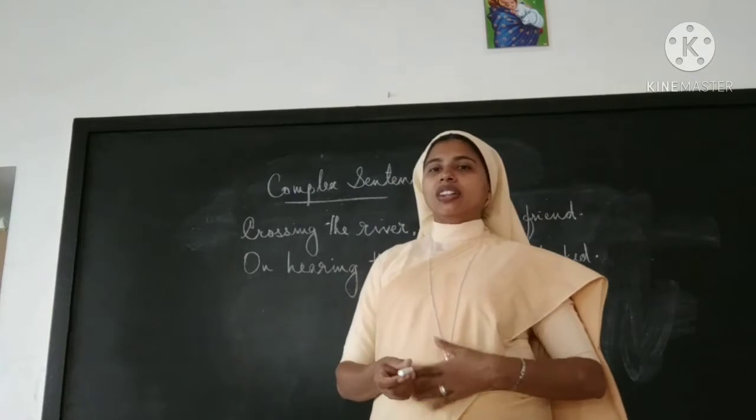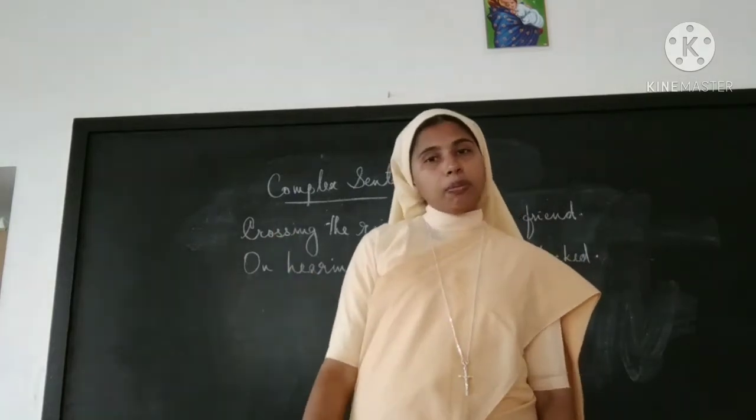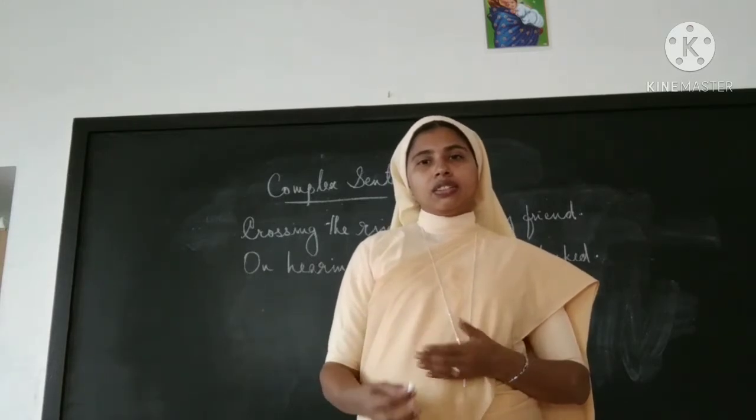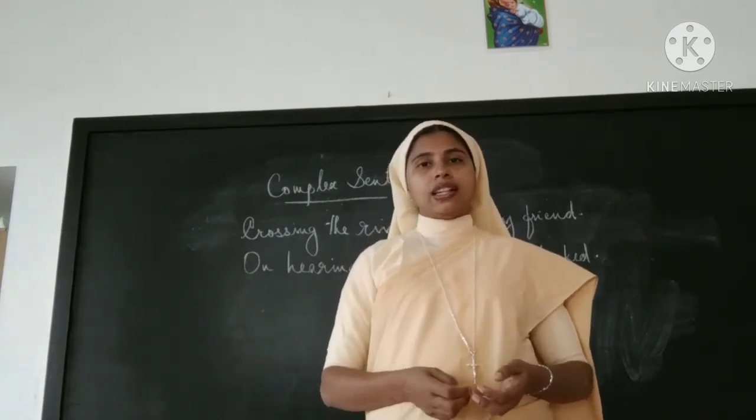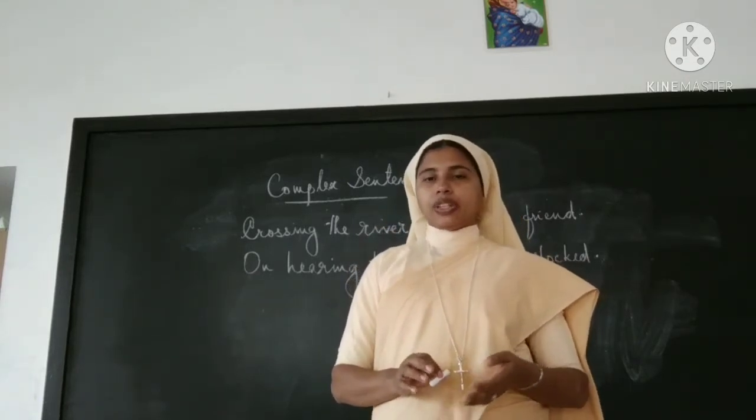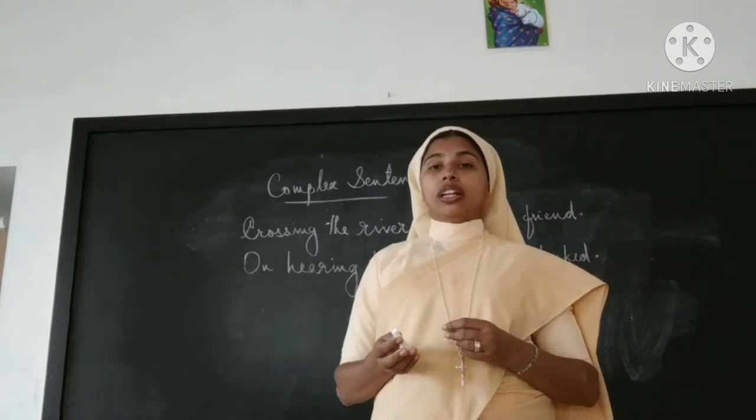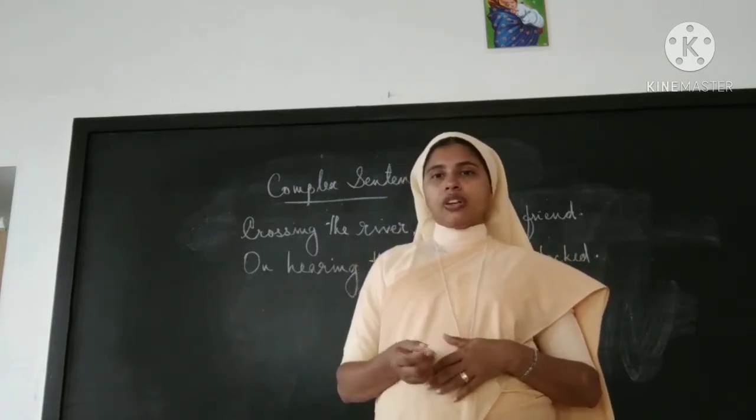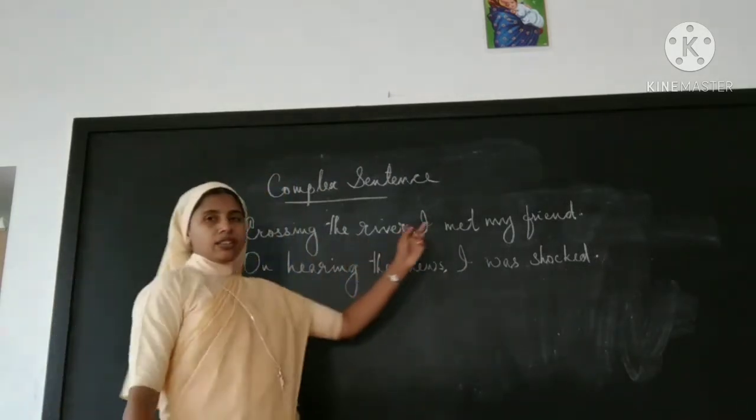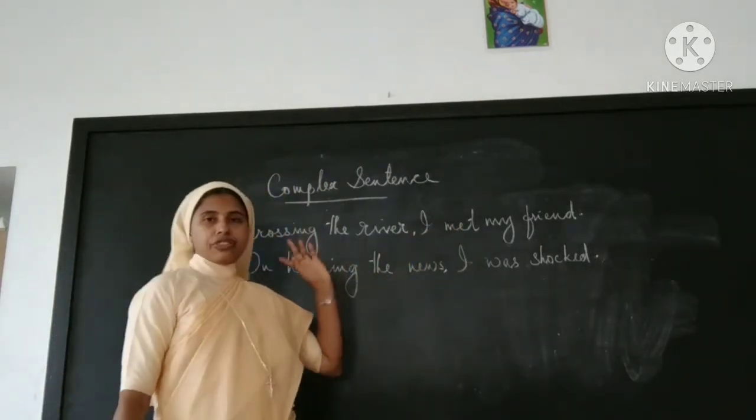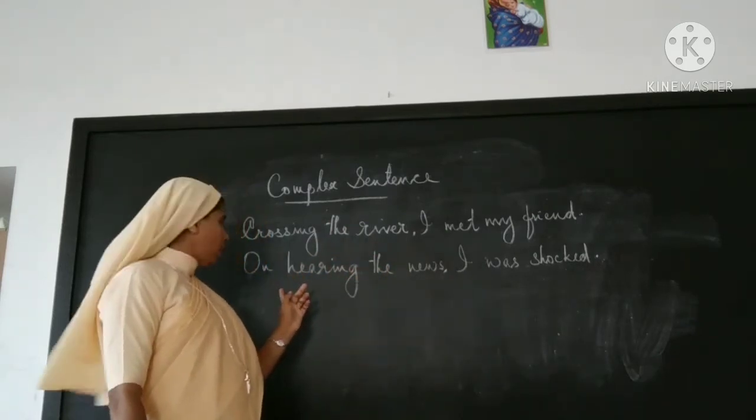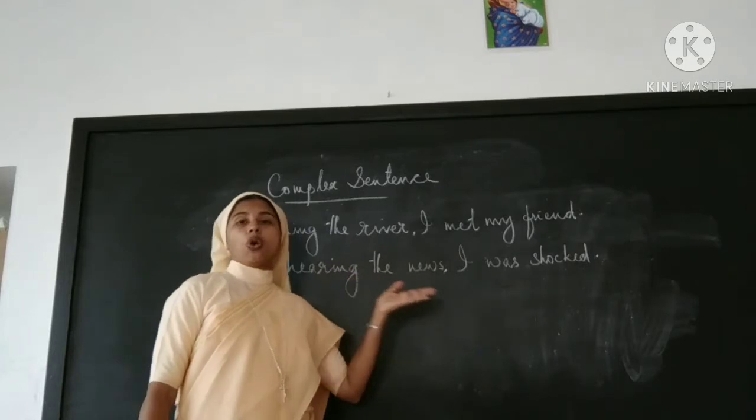Okay, children, let's study the complex sentence. What's a complex sentence? If there is a subordinate clause, that sentence is called a complex sentence. But there should be more than one clause in that sentence. Let's analyze these two sentences. Crossing the river, I met my friend. Another sentence: On hearing the news, I was shocked.